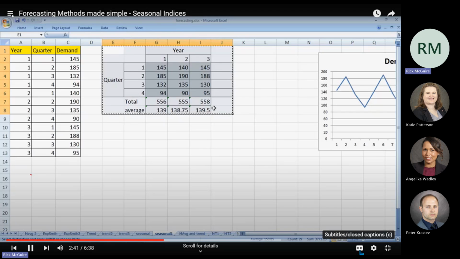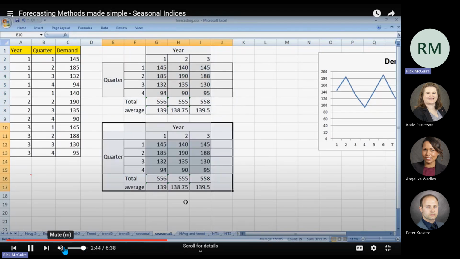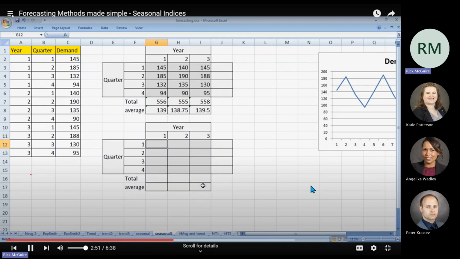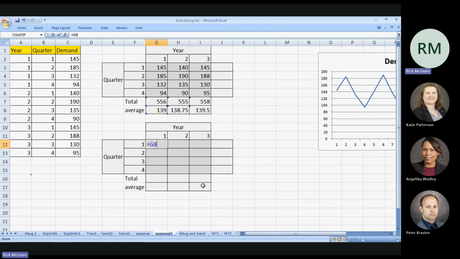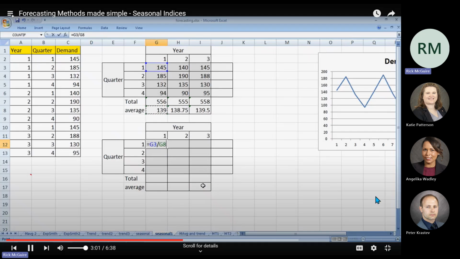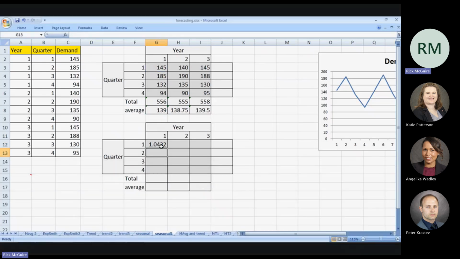I'll copy this template here to help me find the indices, and I'll just delete the data. So the seasonal index for the first quarter would be the demand of that particular quarter, which is 145, divided by the average. The average, remember, represents the demand had there been no seasons. So this division tells us that the effect of seasonality is to increase the sale by 4%. 1.04 represents 4.3% here. We fix the 8th row so that the formula can be copied, and we get the seasonal index for every quarter of that first year.